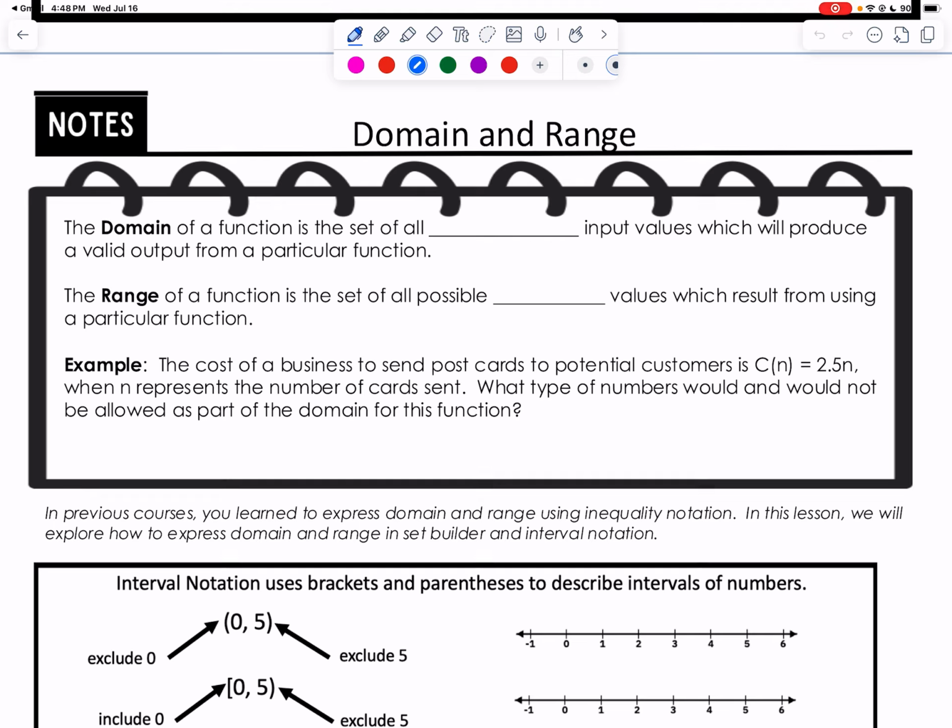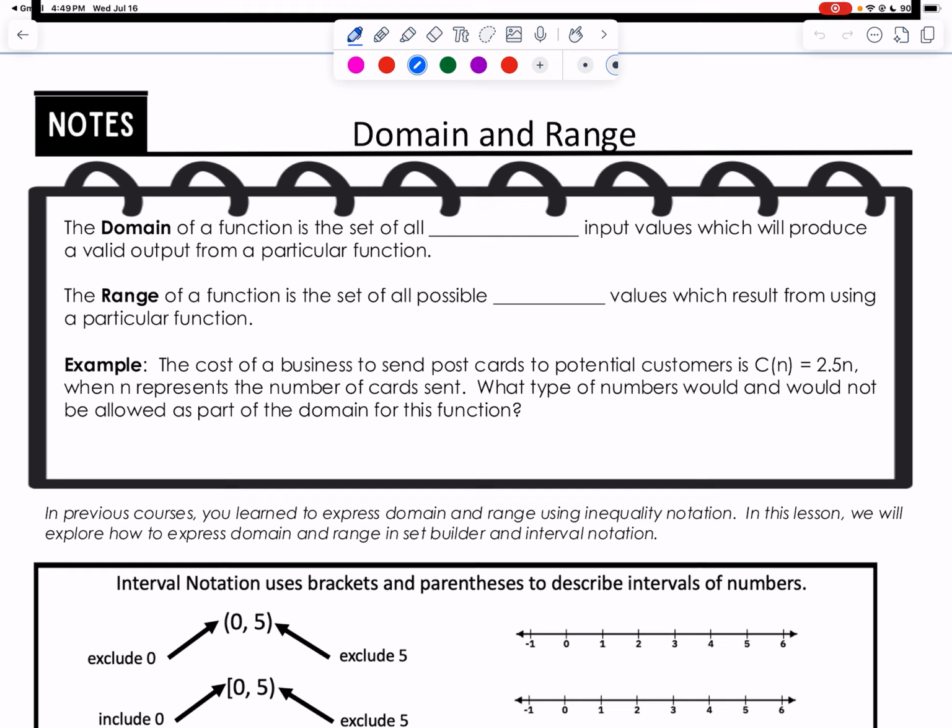In today's lesson, we will be exploring the domain and range of a function and how to express the domain and range in interval and set builder notation. But first, let's start with a little bit of review.